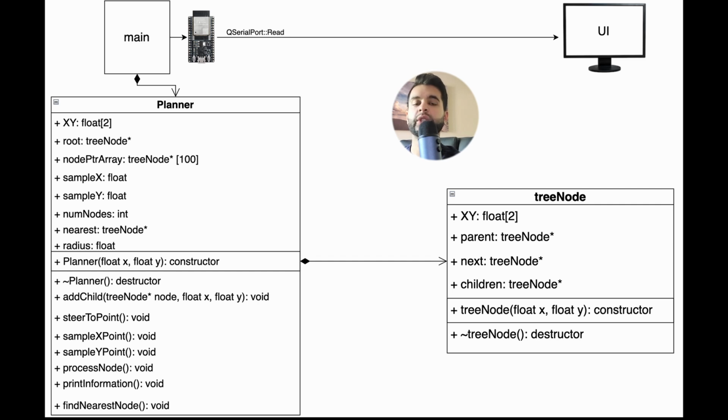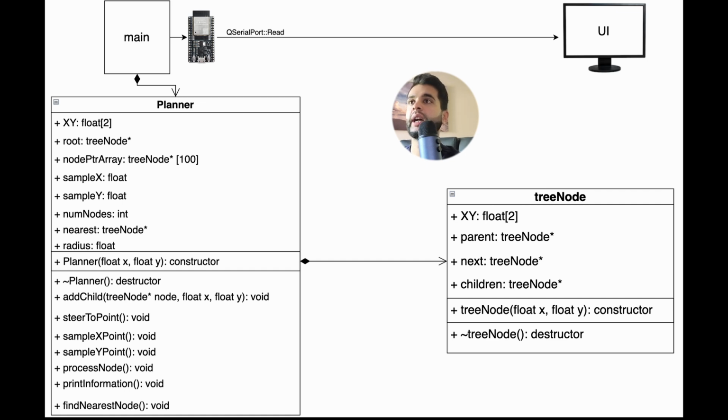I have an XY, which is a float of size 2. I have my parent, next, and children pointers with my constructor and my destructor. So when I create my node, I must always pass in an X and Y location. It should not be undefined. And then I can define my XY node from there.